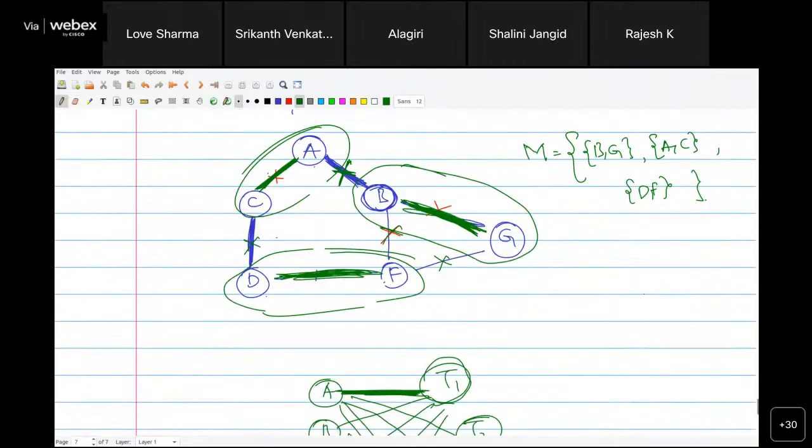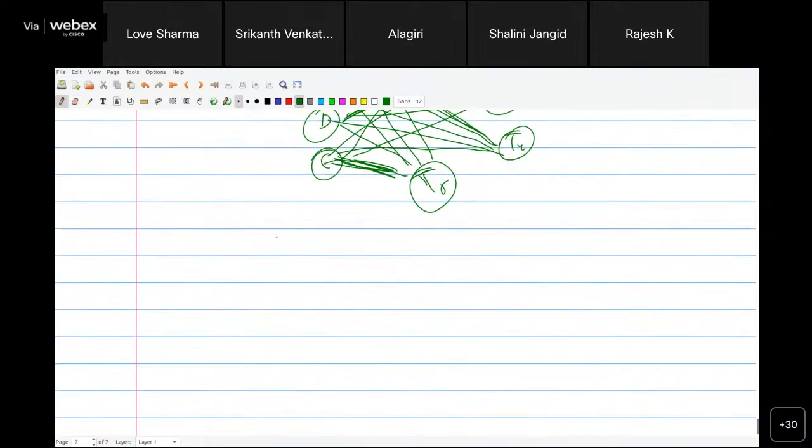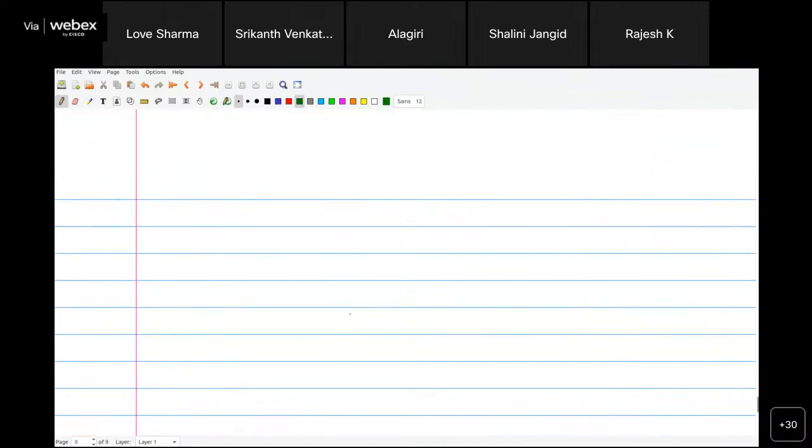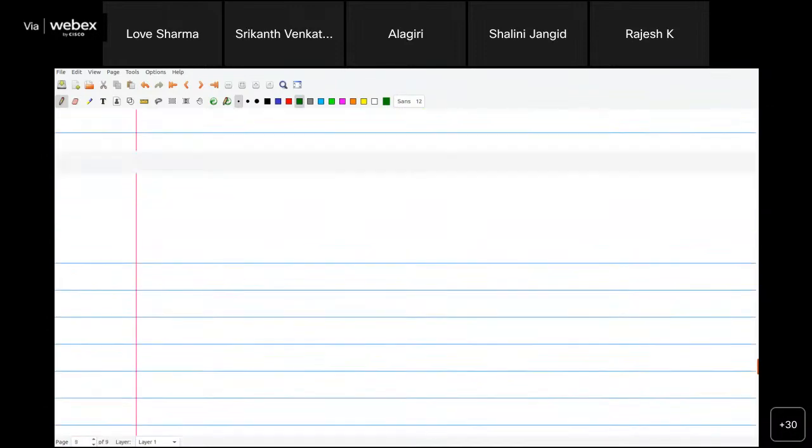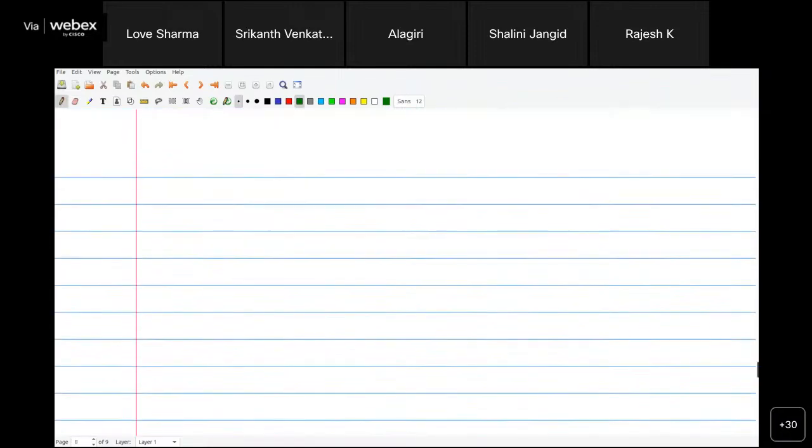Okay, this is fine. Can we do the matching of a particular graph? Yes, understood. Okay, so shall we move forward? Yes, sure. Okay.